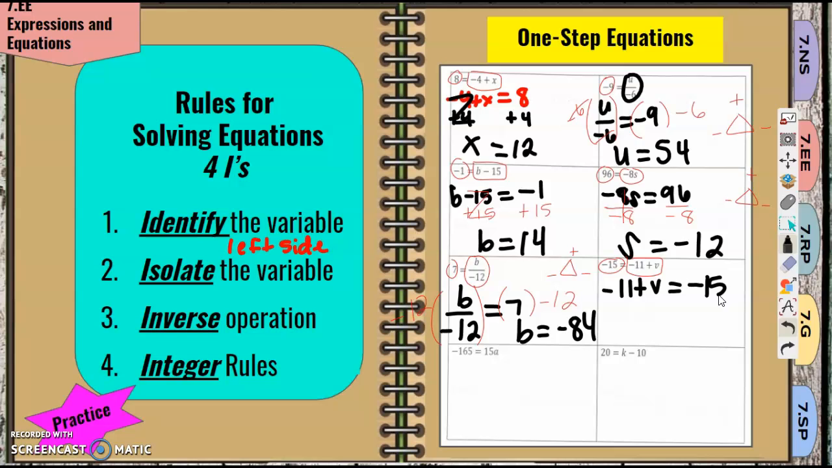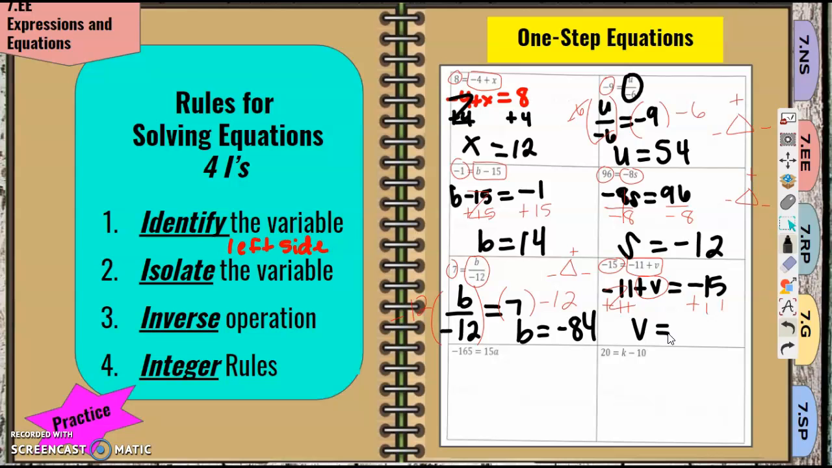I want to get rid of that negative 11, so the opposite of negative 11 is positive 11, or I'm adding 11, because negative 11 plus 11 is 0, and that leaves me with my variable alone, or isolated, on the left side. Whatever I do to one side, I have to do to the other side.